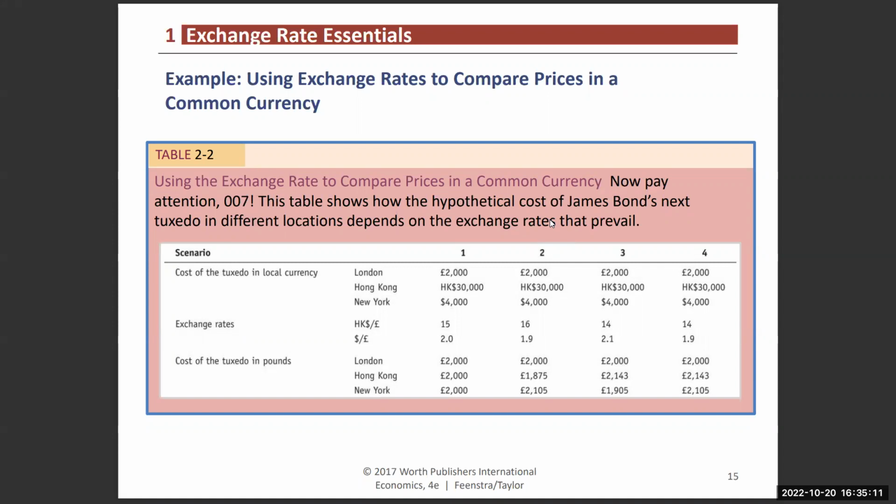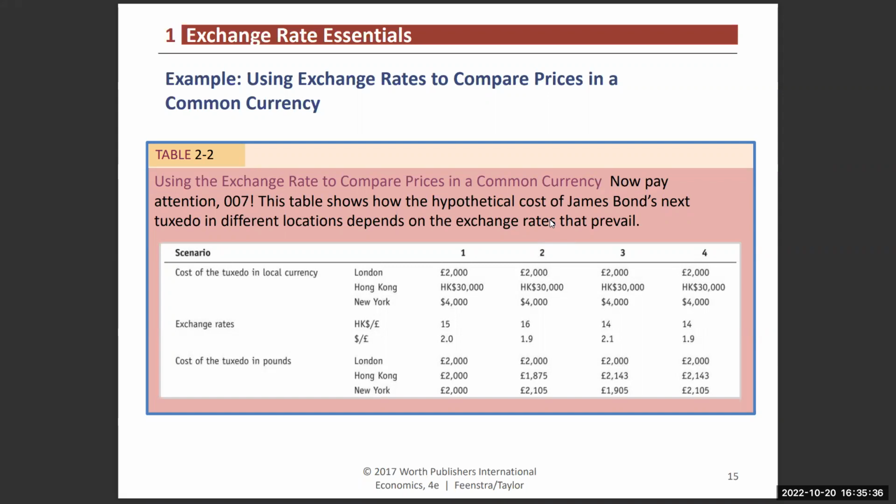So three major conclusions here. The first thing, which is quite obvious, is that no matter how the exchange rate behaves, the local price expressed in local currency does not change, okay? We can see that in London, the tuxedo in the 4 scenarios is exactly the same. So this is the first thing here.